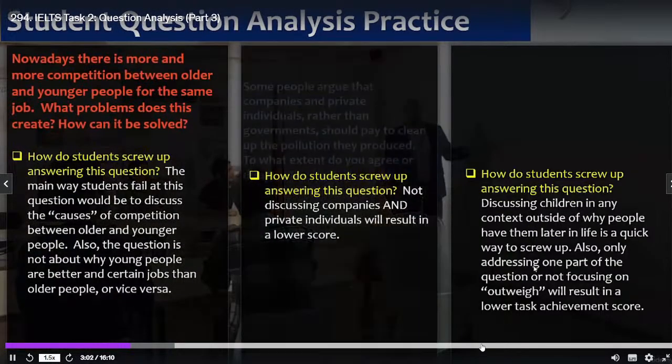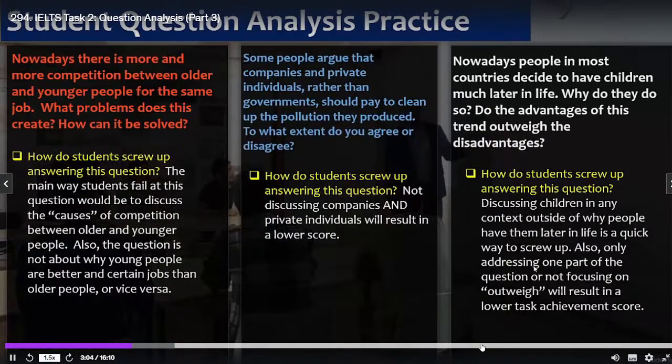How do students mess up these questions? For our first one in red, the main way the students fail is by talking about or writing about causes. This essay question is not about the causes of why there's competition, right? It's also not about why young people are better at certain jobs or vice versa.